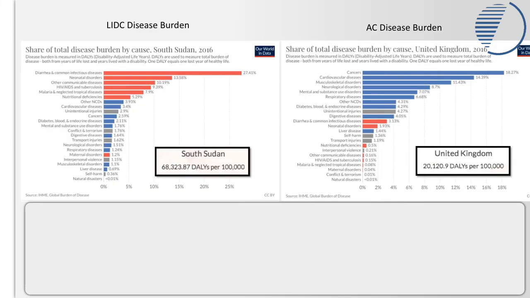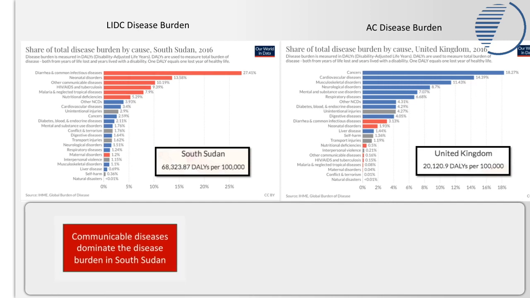Geographers are interested in comparing between different kinds of countries. On the left-hand side here we have a low-income developing country, one of the poorest countries in the world and the newest country in the world, South Sudan, which was made in 2011 and has been at war almost every year since that date. It has a very low expenditure per capita on its health budget. And you can see that the disease burden is dominated by communicable diseases. The top of the table is all red, and the biggest effect of disease on the population is through diarrhoea and infectious disease.